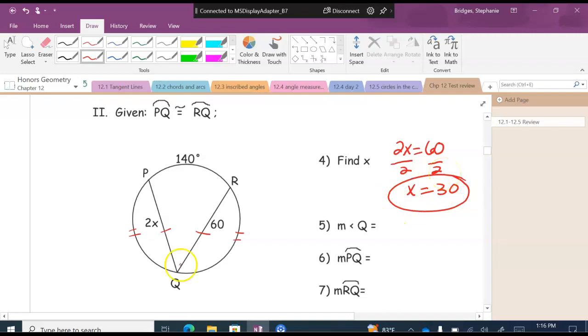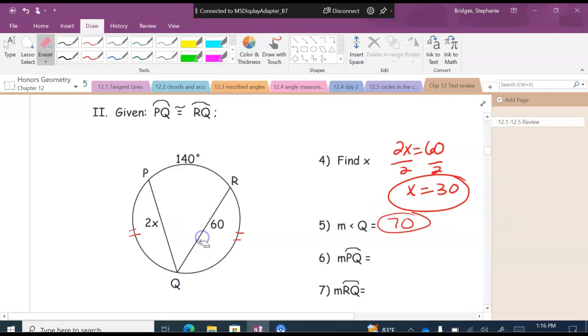Okay. What kind of angle is angle Q? Central or inscribed? Inscribed, and that's how much of its arc? Half. So half of this 140 is 70. Is everybody okay with that? Okay.